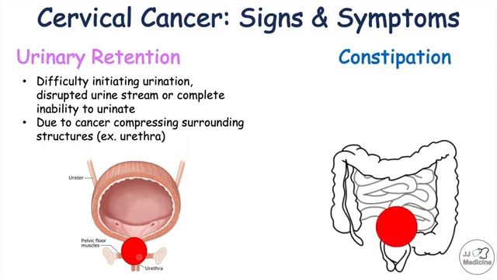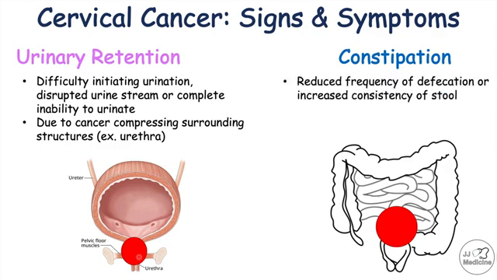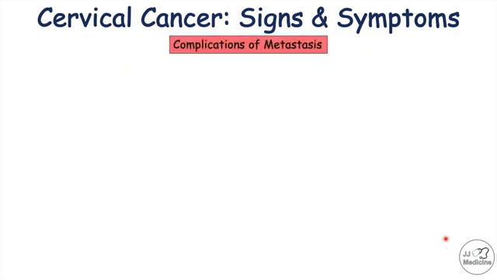Constipation can also occur in patients with cervical cancer in later stages of the disease. So constipation is going to be reduced frequency of defecation or increased consistency of stool. And patients may also have obstipation, meaning that they don't pass any flatus at all. And this would be due to a bowel obstruction. So as the cervical cancer grows and extends and starts to compress on the large intestine, this can cause constipation and in some cases may even lead to a bowel obstruction, so lead to the patient having obstipation. Now there are some other complications of metastasis of the cervical cancer.